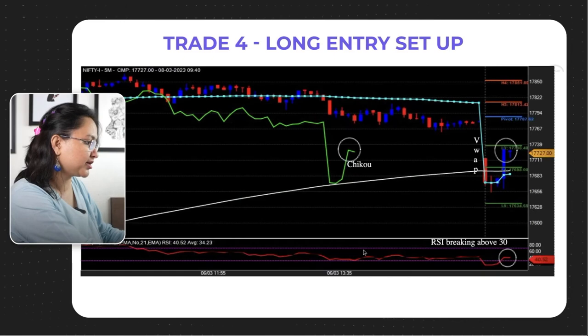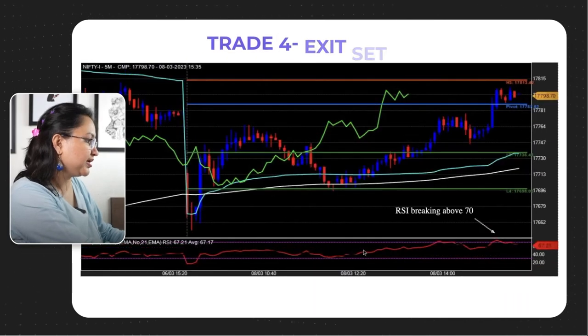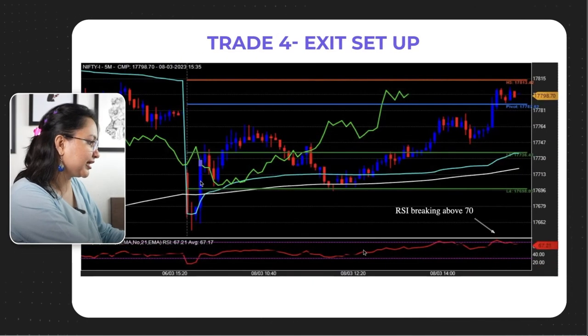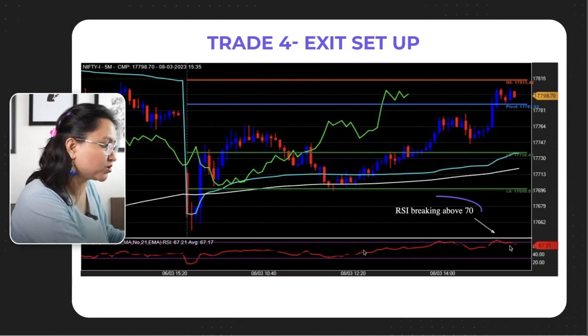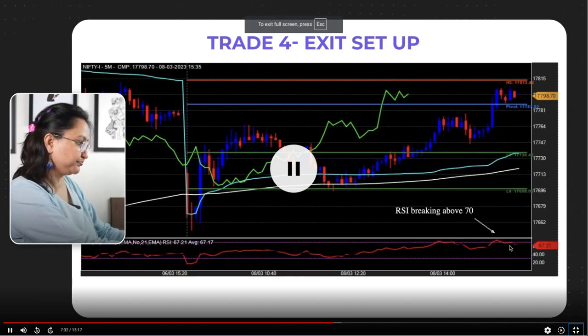Let's see how this trade panned out over the day. So this is that particular signal candle that we talked about. This was the entry candle, and the trend continued through the day without breaking the day low. 15 points below the day low was our stop loss, and the trade worked in our favor, achieving the first target, and RSI 70 was also achieved.